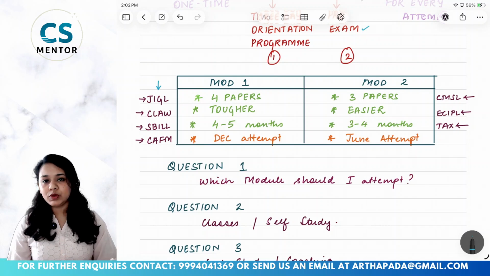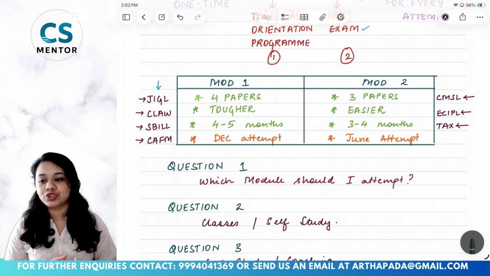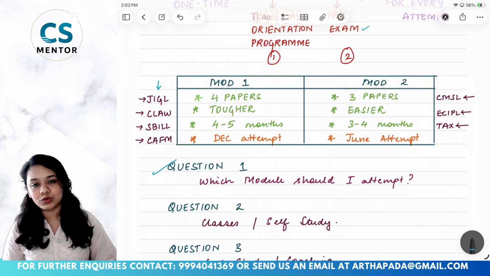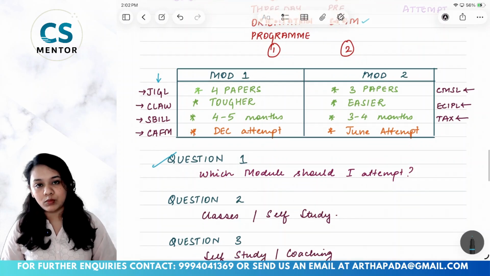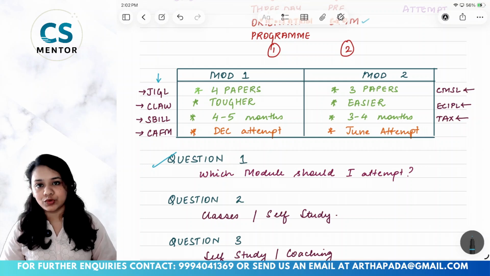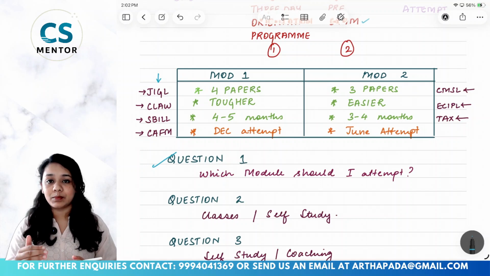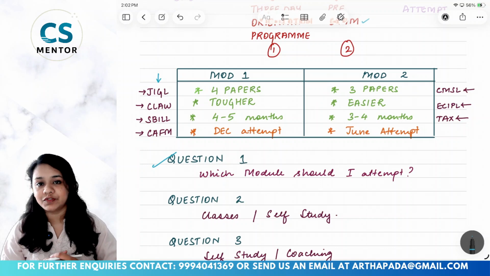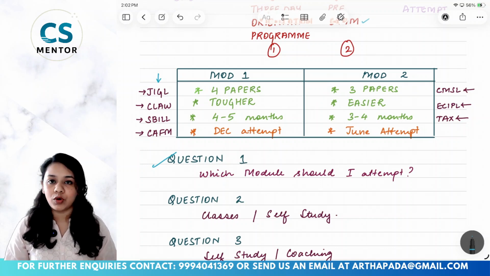So between module 1 and module 2, if you are enrolling for June 2026, which module should you attempt? I think that's the first question that most students have. That is, which module should I attempt? Well, for this, you need to understand that for module 1, since there are 4 papers, you already have more to study with respect to module 1. It is tougher because you have subjects like jurisprudence, company law, and corporate accounting, all which fall under the category of higher difficulty level papers. So generally, I will say that module 1 is more difficult as compared to module 2.